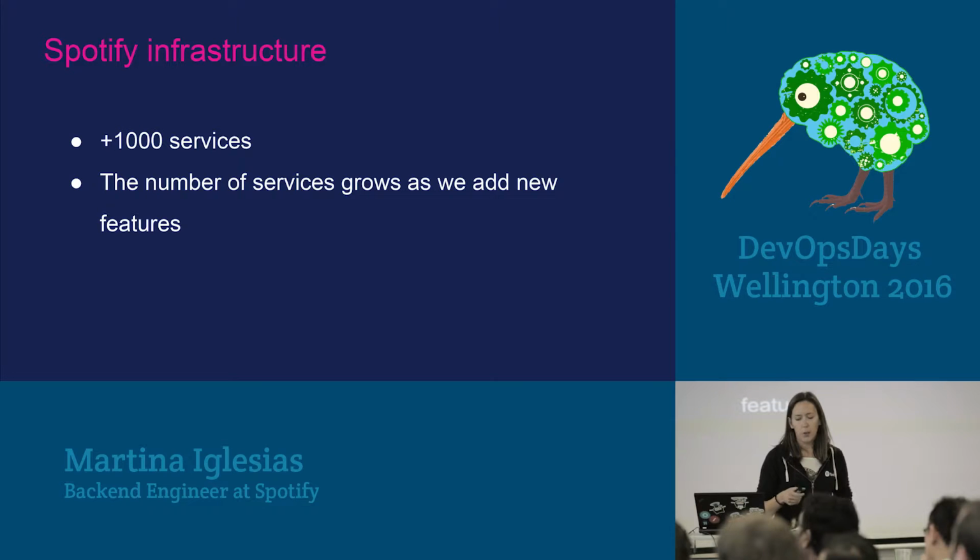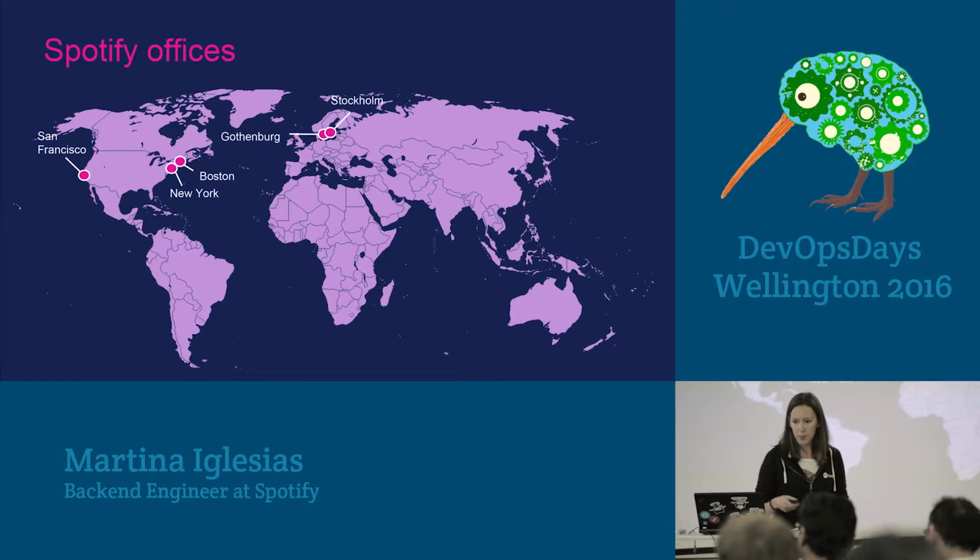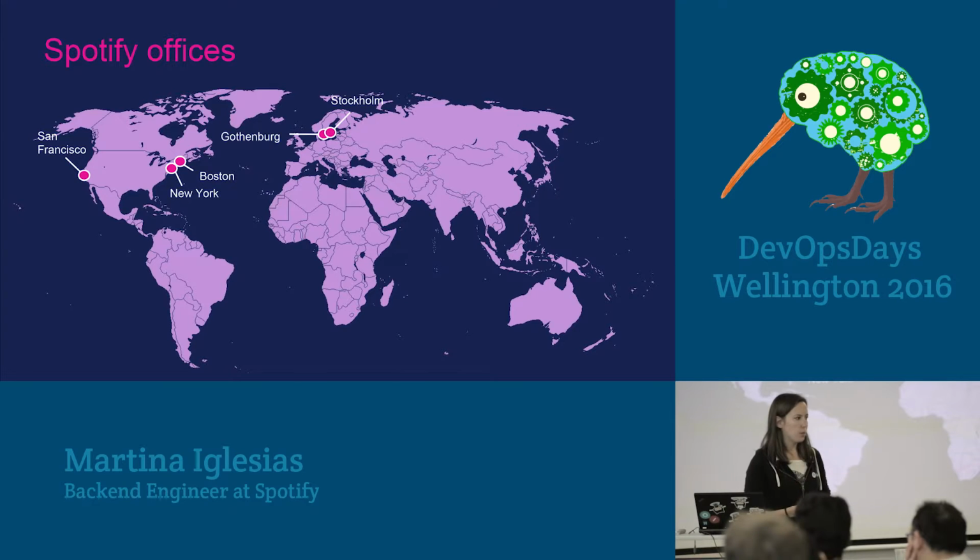So our infrastructure right now has more than 1,000 services, and this keeps growing and growing. Also, we have teams that do development in 5 different offices in 3 different time zones. So if you have to wait for an email, and you have to wait maybe for a colleague that is waking up in San Francisco, that can make communication and coordination really, really slow. So you don't want to do that. You want to try to avoid it, right?